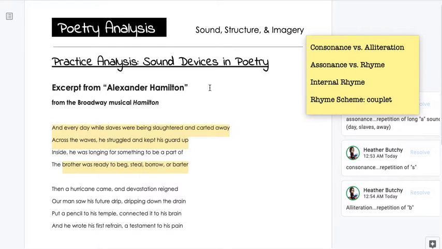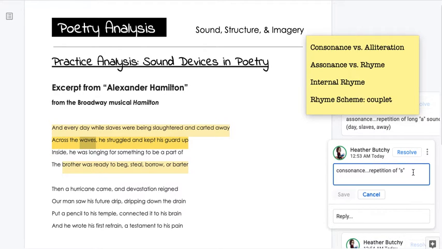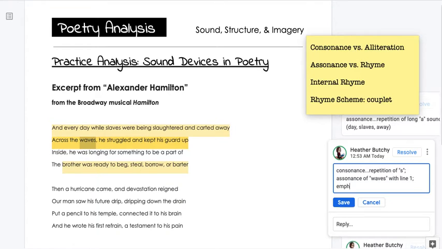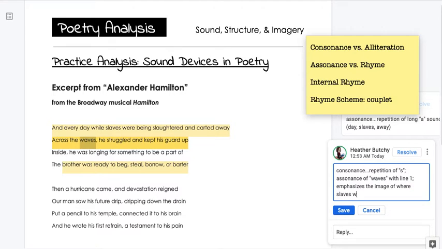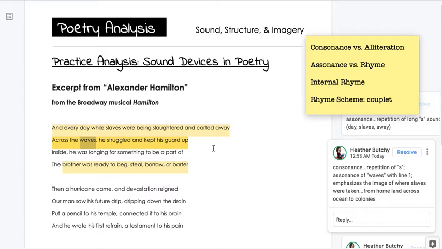All right, so now let's take that. I'm going to use waves again. We're going to edit this. Assonance of waves with line 1. And now let's start talking about the significance of this, okay? So it emphasizes the image of where slaves were taken from, homeland, across ocean to colonies. So there you go. That gives you an opportunity to explain why the sound is being used there.